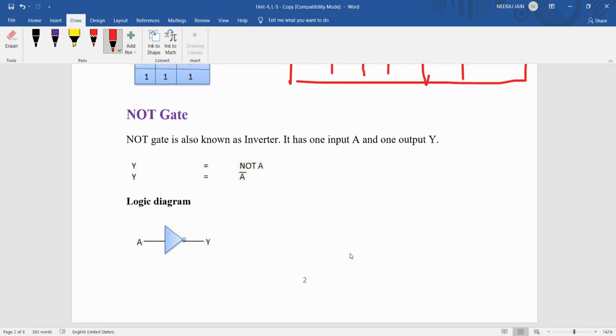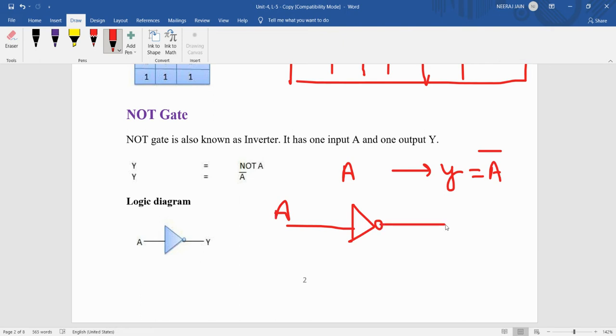Now the NOT gate is an inverter. Suppose we have A as the input, then the output Y is equal to A bar. That will be the output. Now suppose this is the input, A is given, and we are getting Y as the output. So Y is equal to A bar.